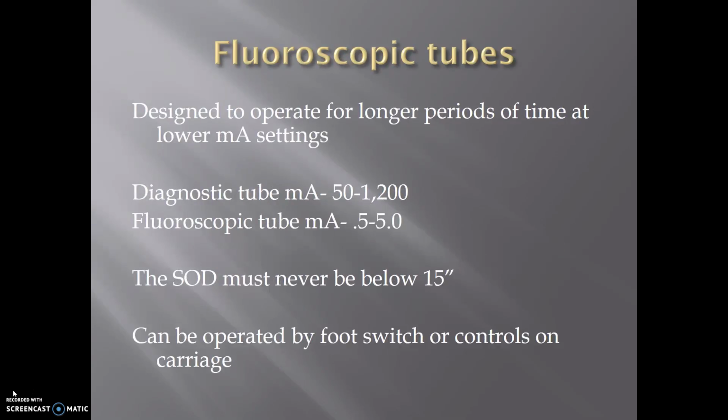Fluoroscopic tubes are designed to operate for longer periods of time at lower MA settings. For diagnostic imaging, the tube MA is typically 50 to 1200. For fluoroscopic imaging, the tube MA is 0.5 to 5 MA. The SOD must never be below 15 inches. Fluoroscopy can be operated by a foot switch or controls on the carriage.